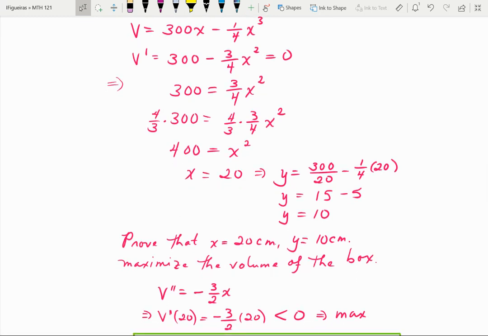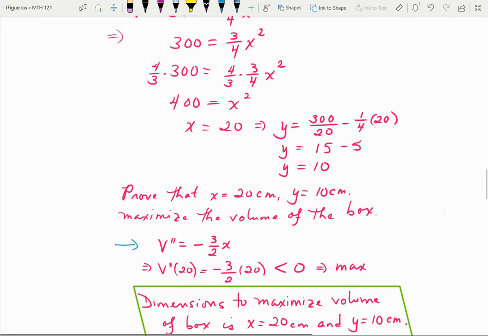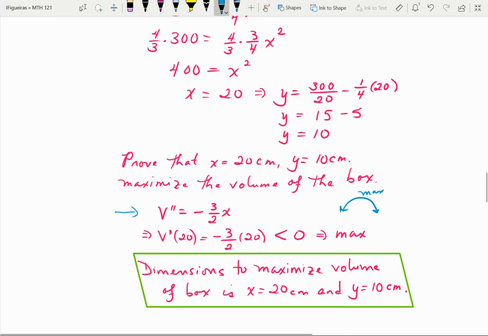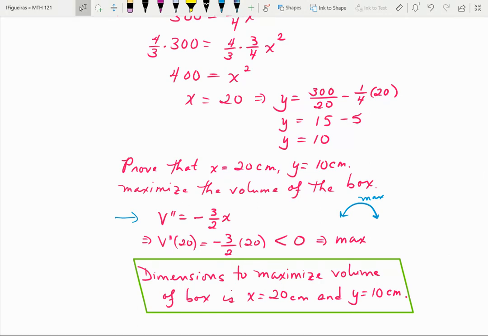So again, I'm going to use my second derivative test, which means I'm taking the derivative of v prime, and v double prime is negative 3/2 x. When I substitute 20 in for x, you get negative 3/2 times 20, and again, that's a negative value. Negative means concave down, which means I have a maximum. So the dimensions to maximize the volume of a box is x equal to 20 and y equal to 10.